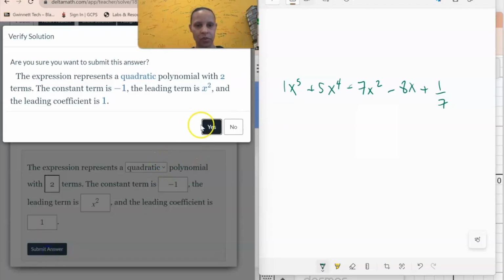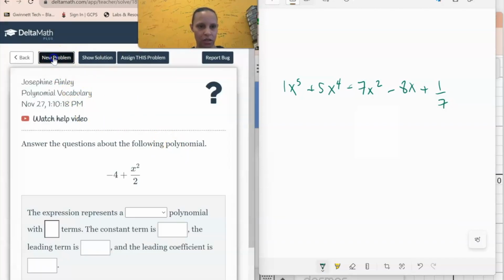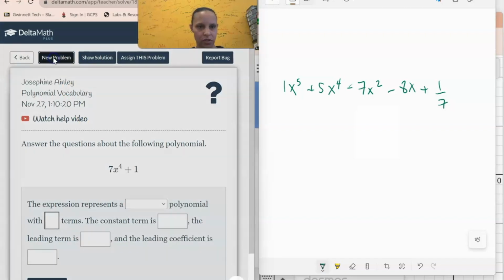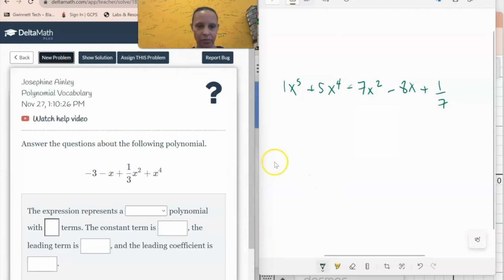All right, I'll do one more because that one is, I think, a bit easier. You didn't have to rewrite anything. The one that looks complicated. All right, here we go. Boom, a whole bunch of stuff.